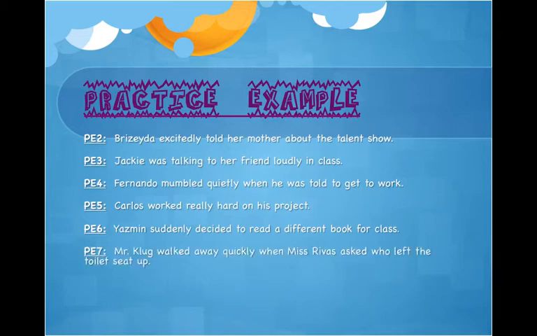Practice example number 7. Mr. Klug walked away quickly when Miss Rivas asked who left the toilet seat up. And practice example number 8, Miss Rivas glared at him angrily.